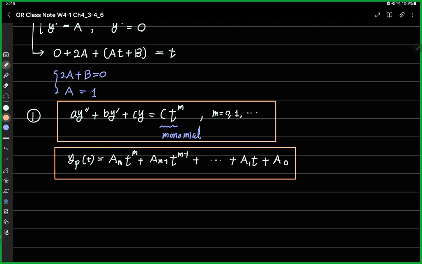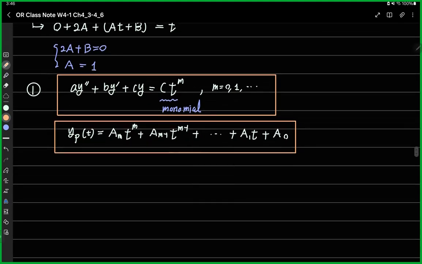Okay, we got a problem actually. What if the external force is not just a monomial, but could be a monomial times an exponential function, or a monomial times trigonometric functions? Let's figure that out.